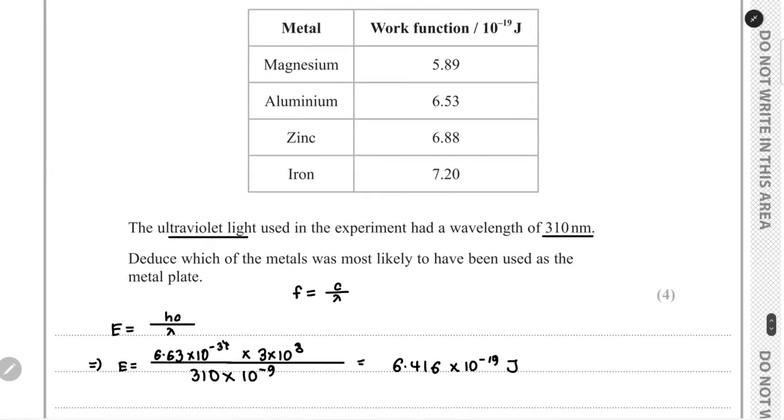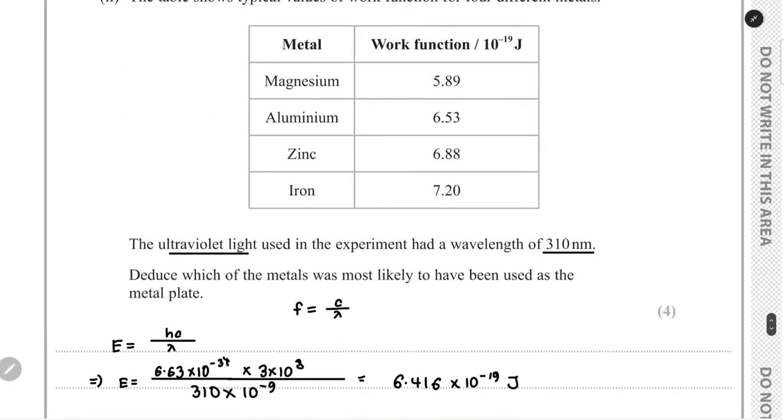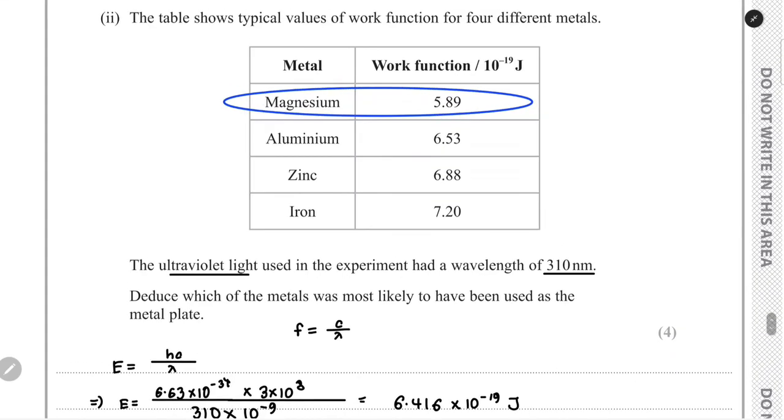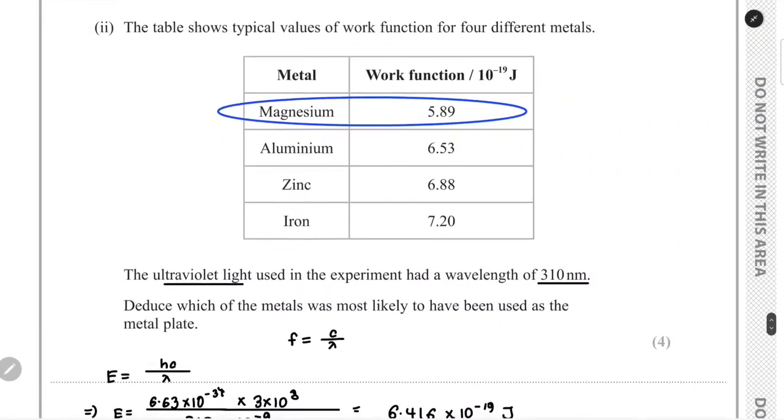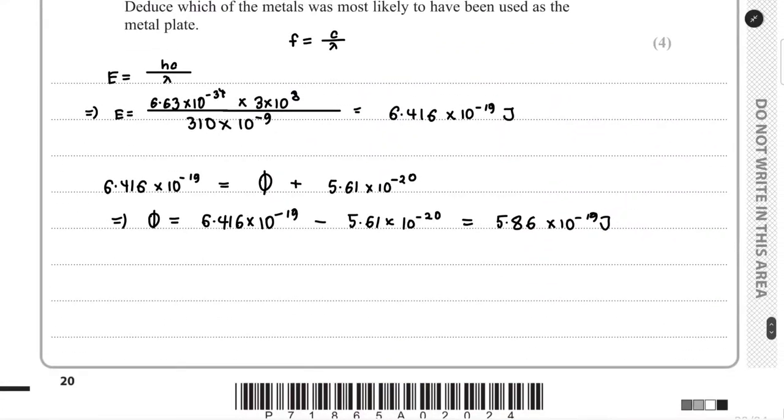So the closest value to 5.86 is 5.89, which is for magnesium. So this metal plate was most likely made of magnesium. We write down our statement that the metal used is magnesium.